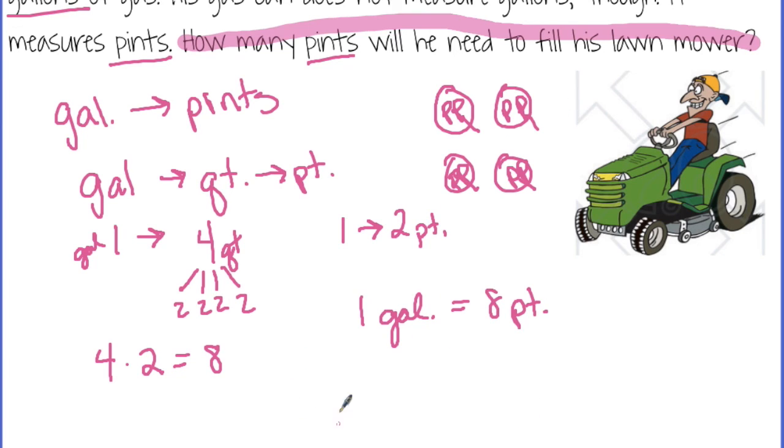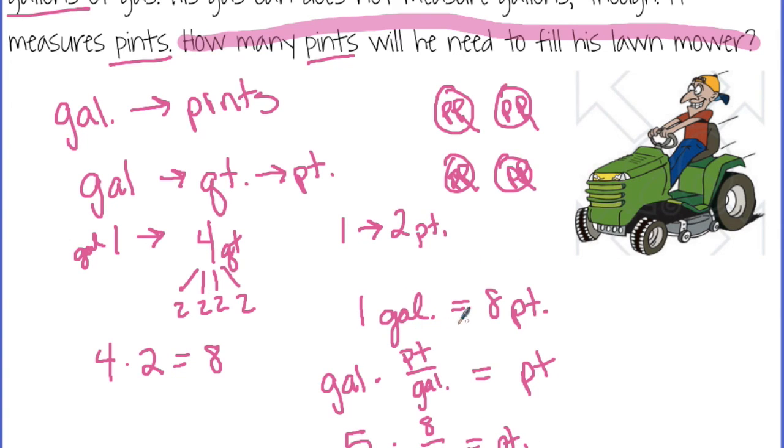All right, so now I know that I have gallons. Multiply that by my rate, and it's going to give me pints. So I want pints on top, and I want gallons on bottom. So in this case, I'm going to end up doing 5 gallons times 8 over 1 equals pints.